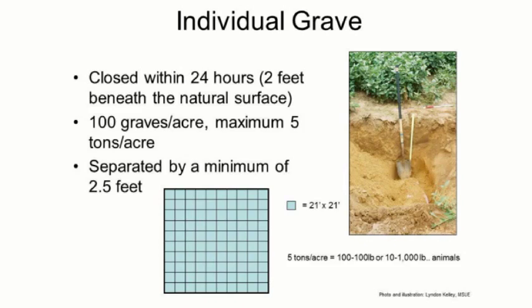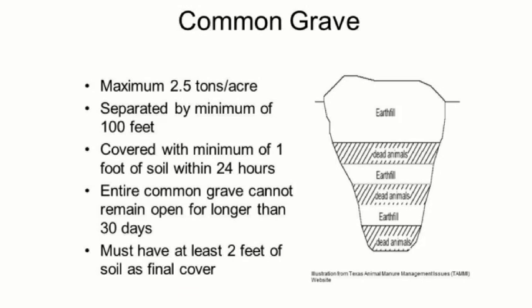And that 5 tons per acre would allow for 100 100-pound animals or 10 1,000-pound animals in an acre. And that would be abiding then by the dead animal regulations. Dead animals may also be buried in a common grave.